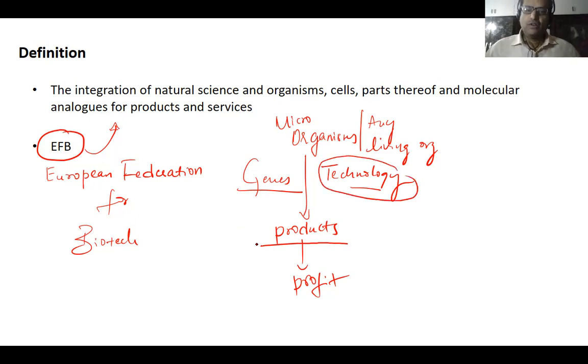Ultimately, by those kinds of products we have to get a profit, and this kind of manipulation should be done in the lab by manipulating the genes. The genes have to be manipulated. So by this kind of processing and technology, we call it the subject called biotechnology.